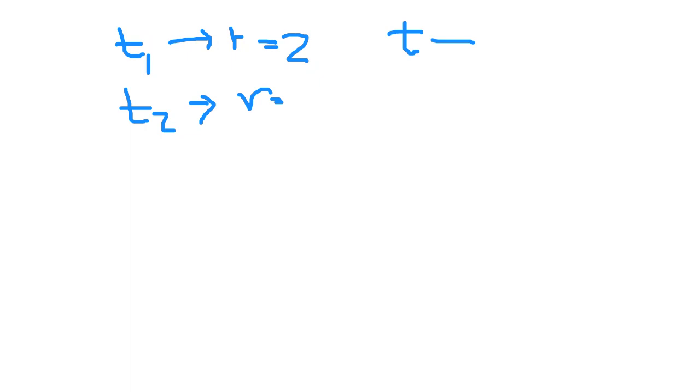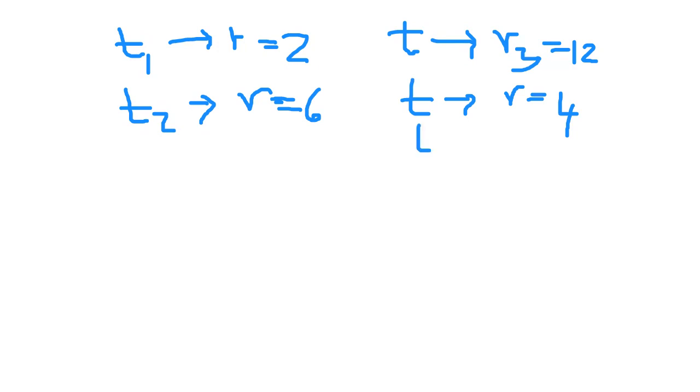Can someone help us? The first replication is 6. The second one is 6. The third one is 12. The fourth one is 4. The fifth one, T5, is 2. Together these are 2, 4, 2, 3.